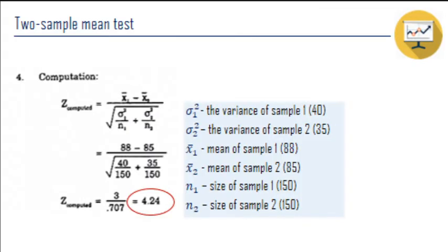Next, we apply the formula and the given. So 88 minus 85, which are the mean of sample 1 and mean of sample 2, all over square root of 40, which is the variance of sample 1, divided by 150, which is the size of sample 1, plus 35, which is the variance of sample 2, all over 150, which is the size of sample 2. So the Z computed is 4.24.